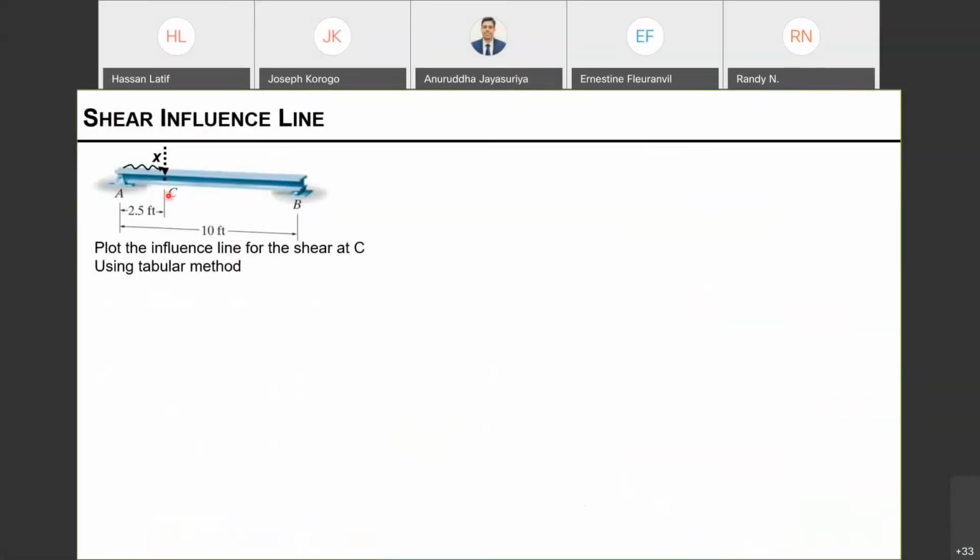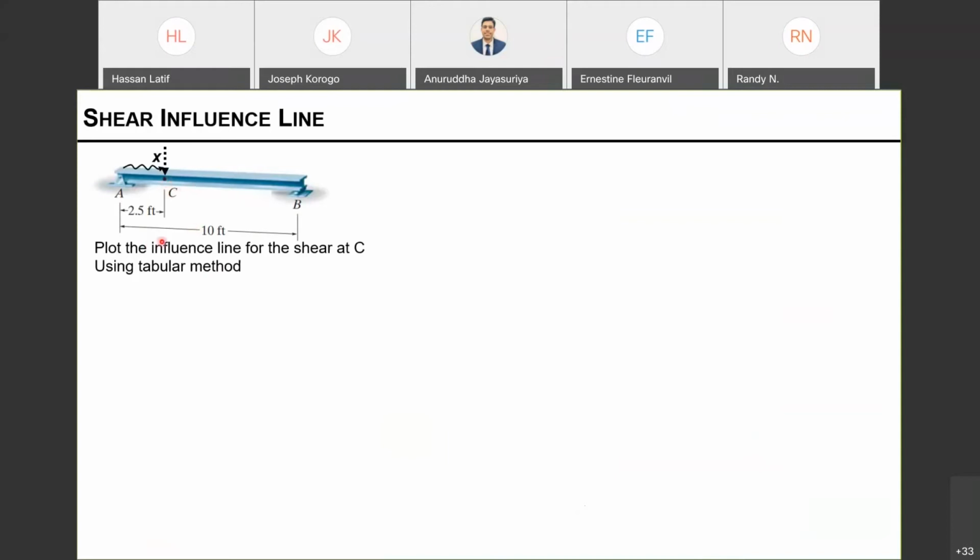So if you can remember, the shear force diagram, you have high shear at the supports, and when you move into the member, your shear is decreasing, right? So this time we are looking at the shear influence line. Earlier we talked about the support reaction. Now we are looking at the shear influence line. So the shear is calculated somewhere in between the member, right?